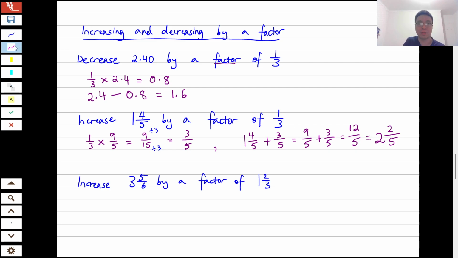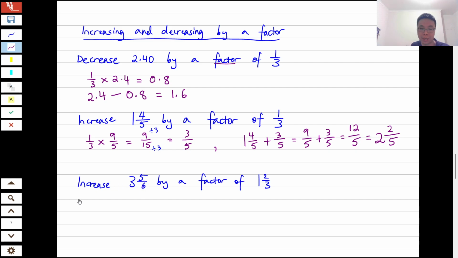Okay, last one. In this question, we're asked to increase 3 5/6 by a factor of 1 2/3. Again, there was a question like this on the CAT. Same approach. Mixed numbers are a bit annoying to deal with, so perhaps changing to an improper fraction will help us. So let's do that.